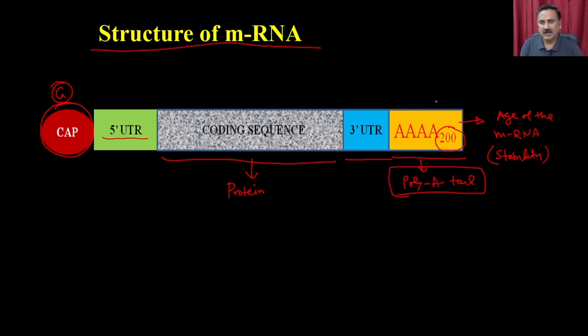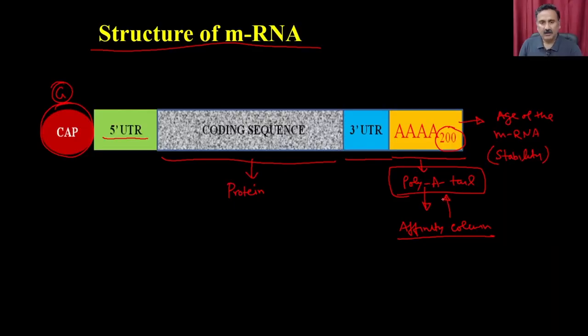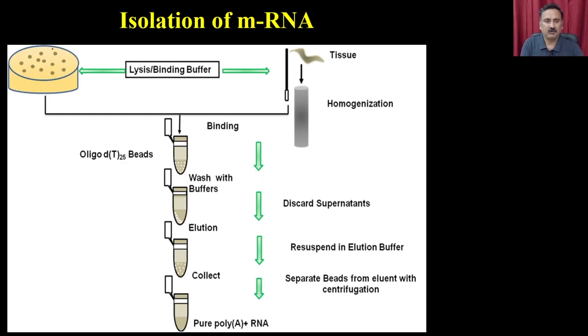Now, this is the region which one can use to identify and purify the messenger RNA. So what you can do is design an affinity column, and that affinity column is going to have a very high affinity for the poly A tail, and that's how you can use it to isolate all the messenger RNA present in the cytosol. So these are the different steps you are going to follow for the isolation of the messenger RNA. This is step one in the construction of the cDNA library. First you have to isolate the messenger RNA.